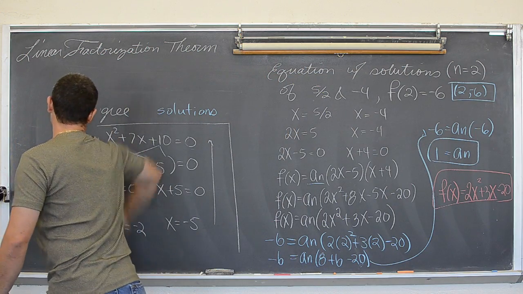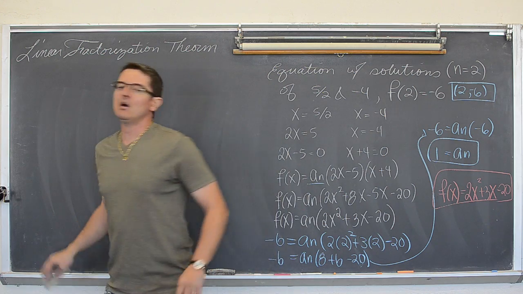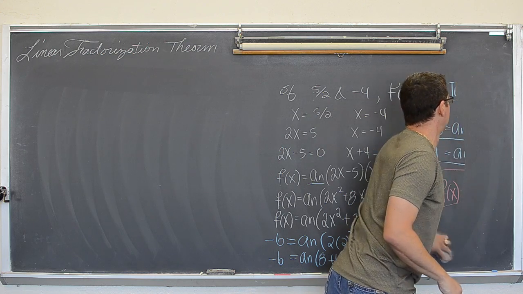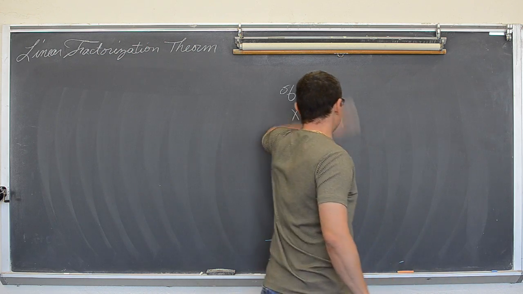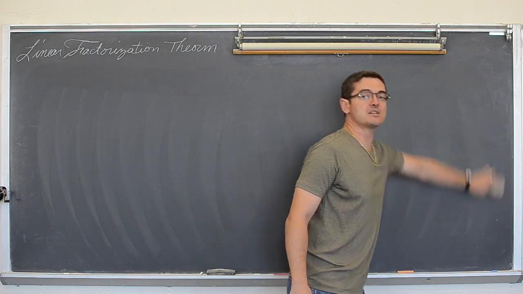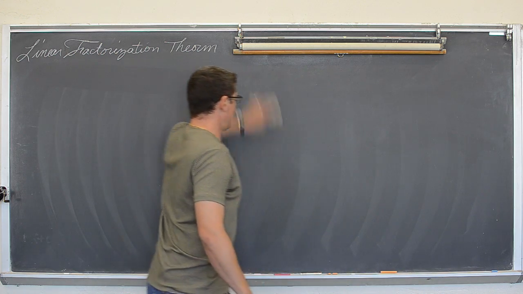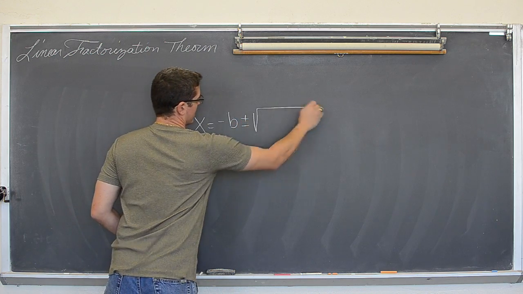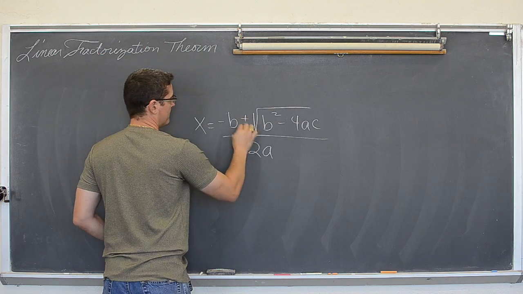Now, as I erase this, where do imaginary solutions come from? How do we get complex numbers? Well, imaginary solutions come from when we attempt to square root a negative number. The quadratic formula we use to solve second degree equations has a square root in it. So just think about that quadratic formula for a second: negative b plus or minus the square root of b squared minus 4ac over 2a.